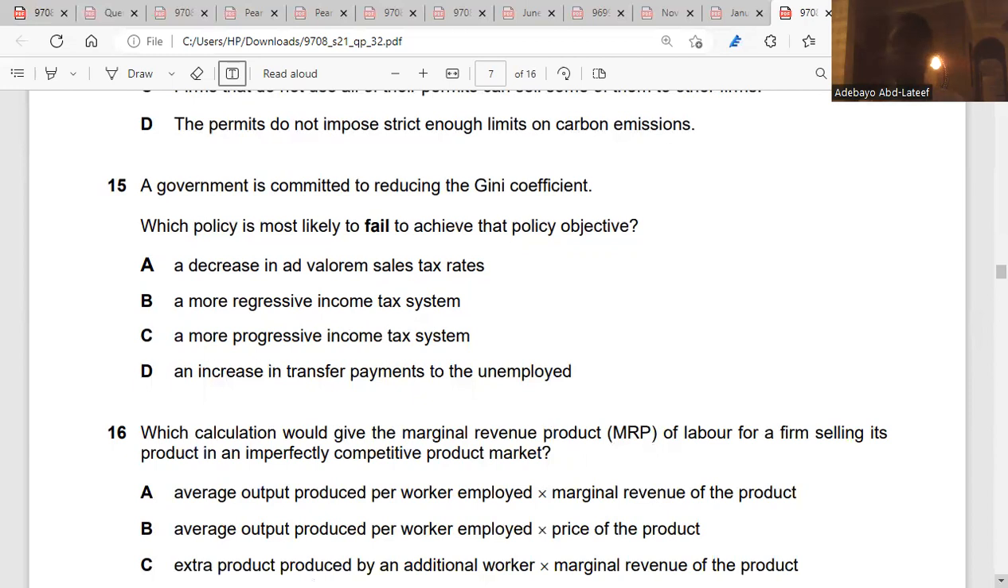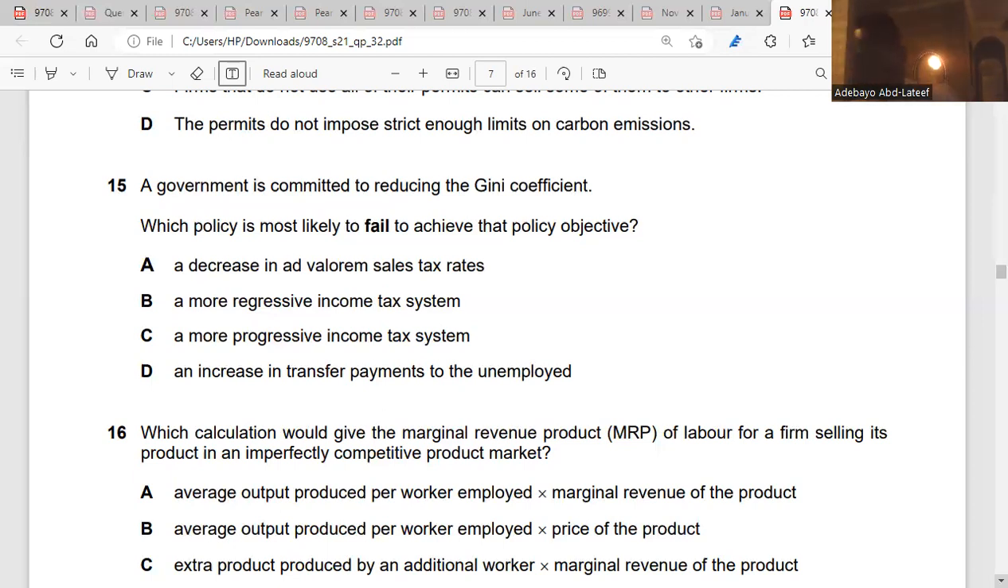So how will this policy fail? It will fail if the government is still increasing regressive tax. Because regressive tax is the tax where low-income earners pay more than high-income earners. That is why it's regressive. That means the tax burden on low-income earners is more than on high-income earners. We are trying to reduce the gap between the rich and the poor, and you are giving us regressive tax. It will fail to reduce the Gini coefficient. So the answer is B.